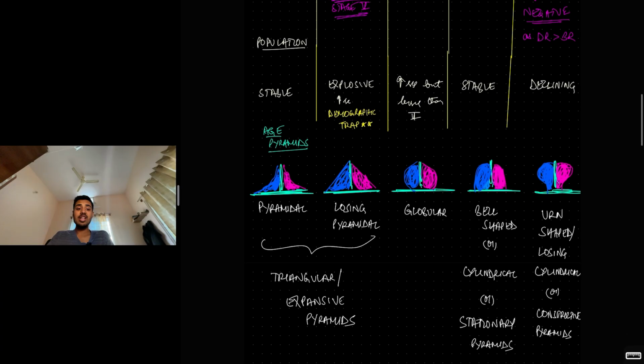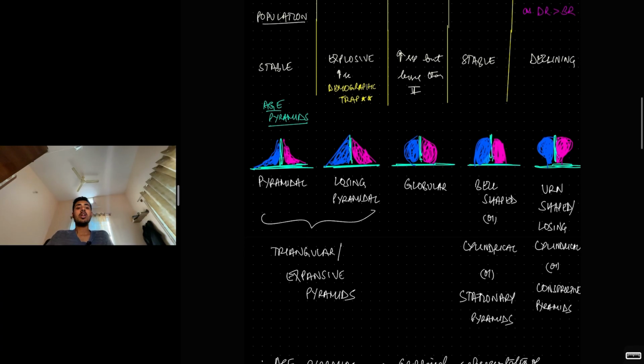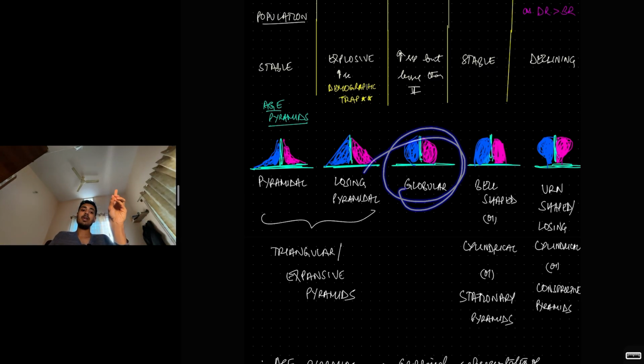Then what happens in stage 3? Stage 3, that is late expanding. Birth rate has also started decreasing, while death rate is still on decline. So you'll still have a lot of reproductive and post-reproductive people, and the birth rate has begun to decline. So this is the globular age pyramid. Globular age pyramid, stage 3, that is late expanding.